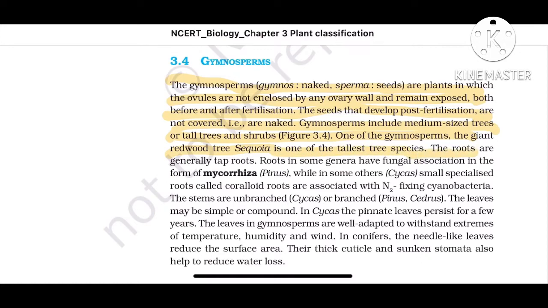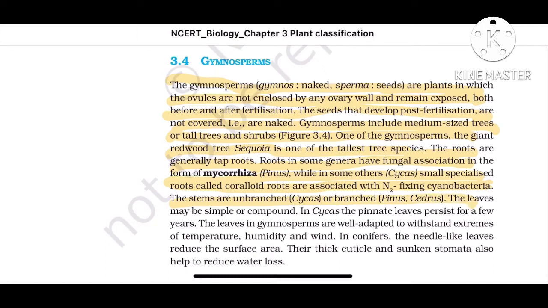The roots are generally taproots. Roots in some genera have fungal association in the form of mycorrhiza, for example, Pinus, while in some others, such as Cycas, small specialized roots called coralloid roots are associated with N2-fixing cyanobacteria. The stems are unbranched in Cycas or branched, for example, Pinus and Cedrus.